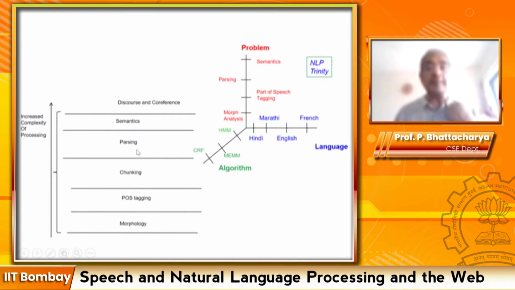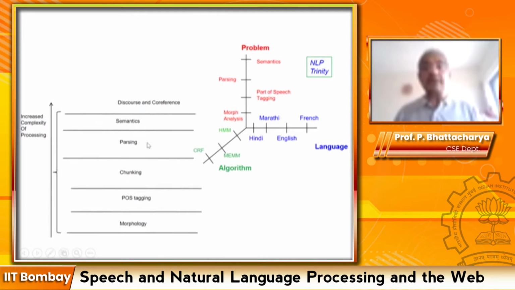So we'll take up parsing, which produces parse tree. Then we'll take up word sense disambiguation and semantic role labeling, which enters into semantics. And then we'll take up sentiment analysis and emotion analysis, which needs pragmatics, which is at the highest level of NLP.